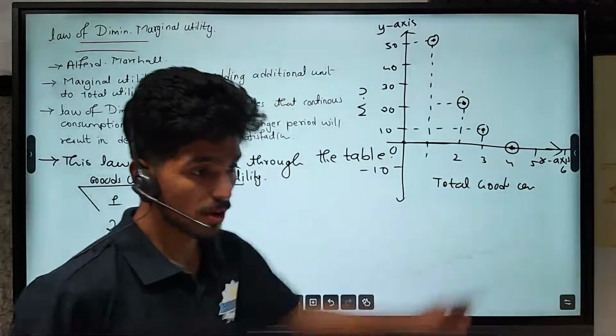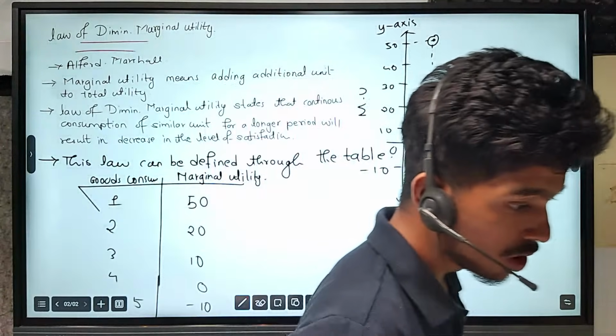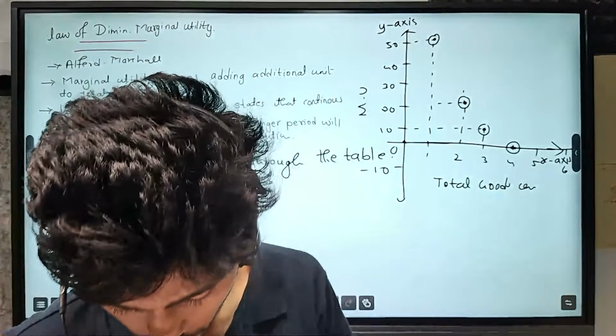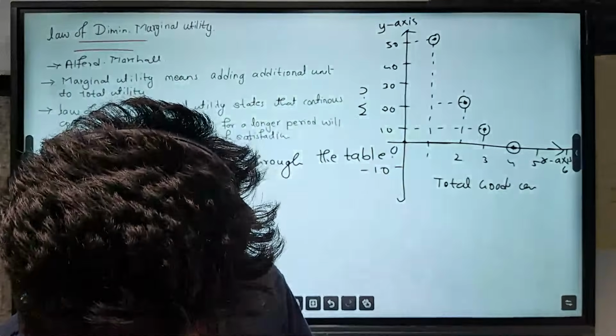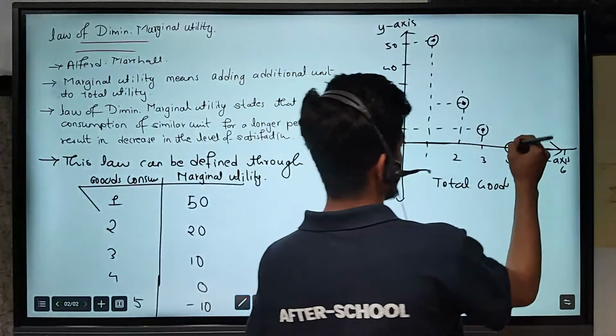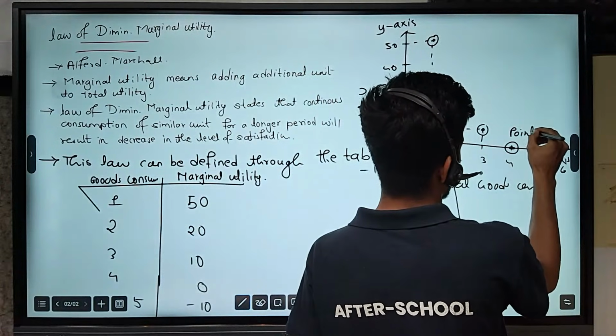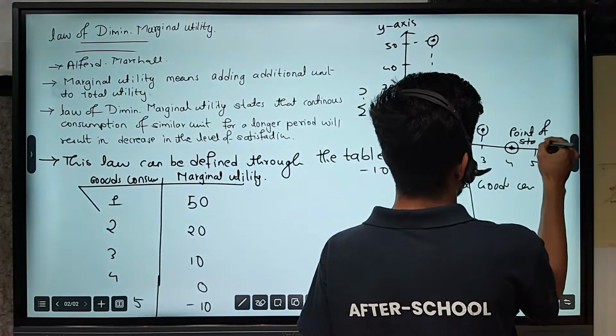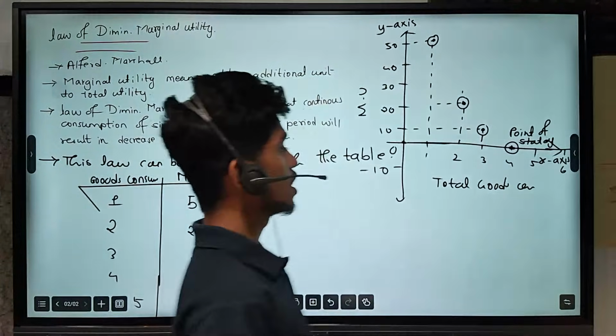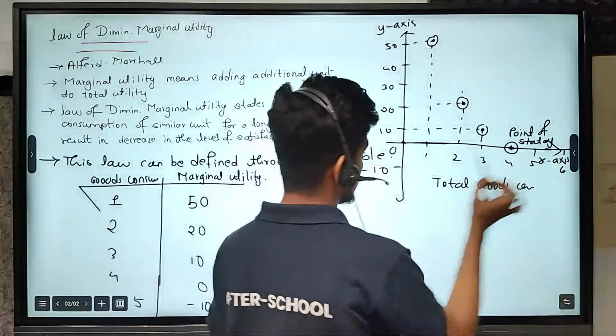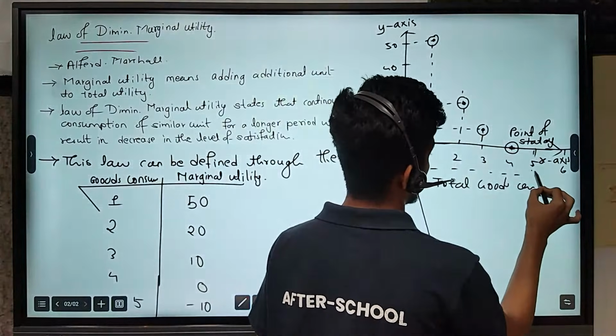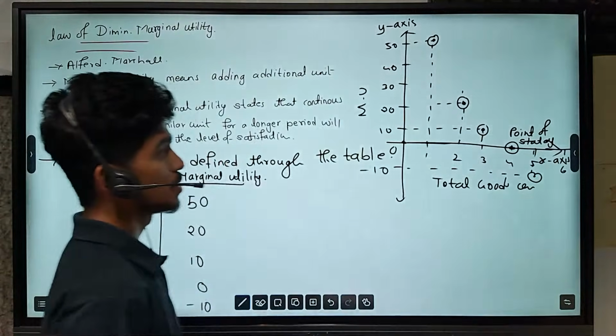And this point where the marginal utility is 0, what is it called? Can anyone tell? It is called the point of satiety, where the marginal utility is 0, and further consumption will result in negative marginal utility.